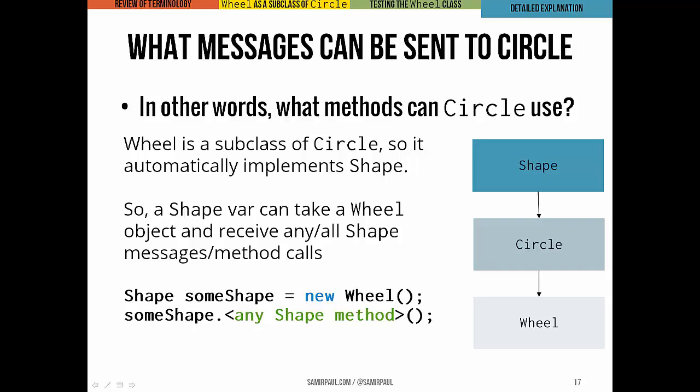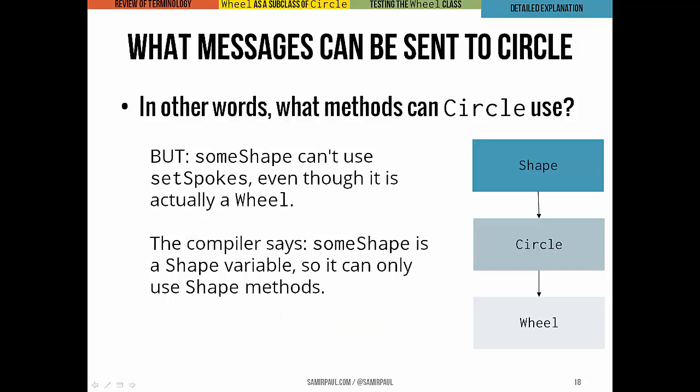And then we can call any shape method using that shape variable, knowing that we'll call whatever version of it is implemented in wheel. But there's some complication here. someShape can't run wheel methods specifically. For instance, the setSpokes method. That's not a shape method. So if we have a shape variable, it doesn't matter that someShape actually points to a wheel object. It's a shape variable, so it can't run a wheel method. From the compiler's perspective, someShape can only call methods that are in the shape interface.